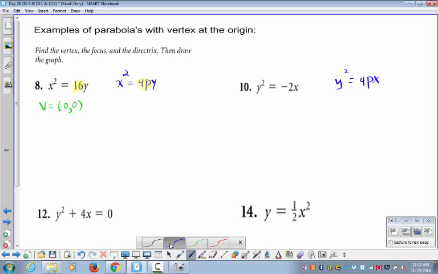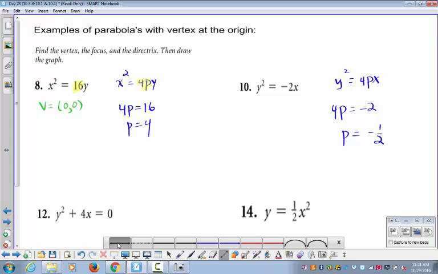So p, in this case, will be 4. Same thing over here. We're going to set 4p equal to the coefficient. So here p will be negative 1/2. All right? So that part's pretty mechanical. Once you've isolated your square, you set 4p equal to the coefficient. So let's draw the graph then of these.